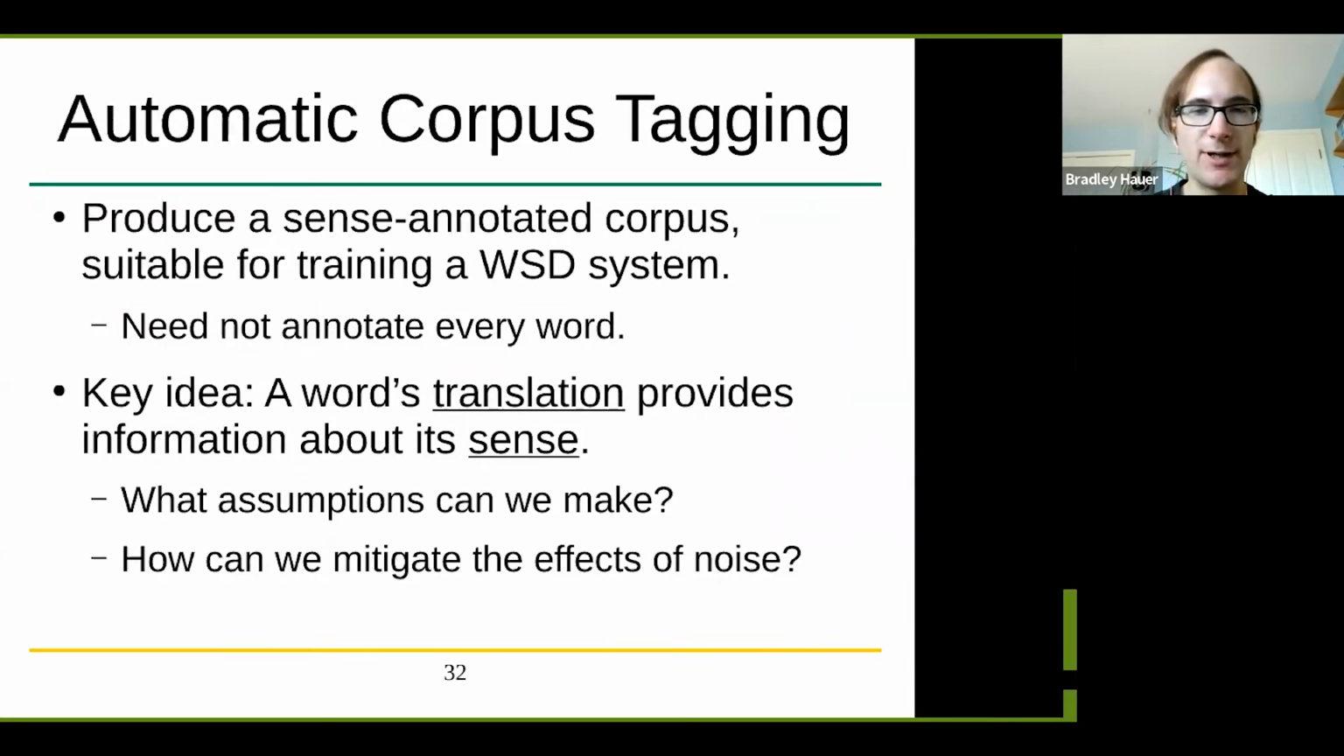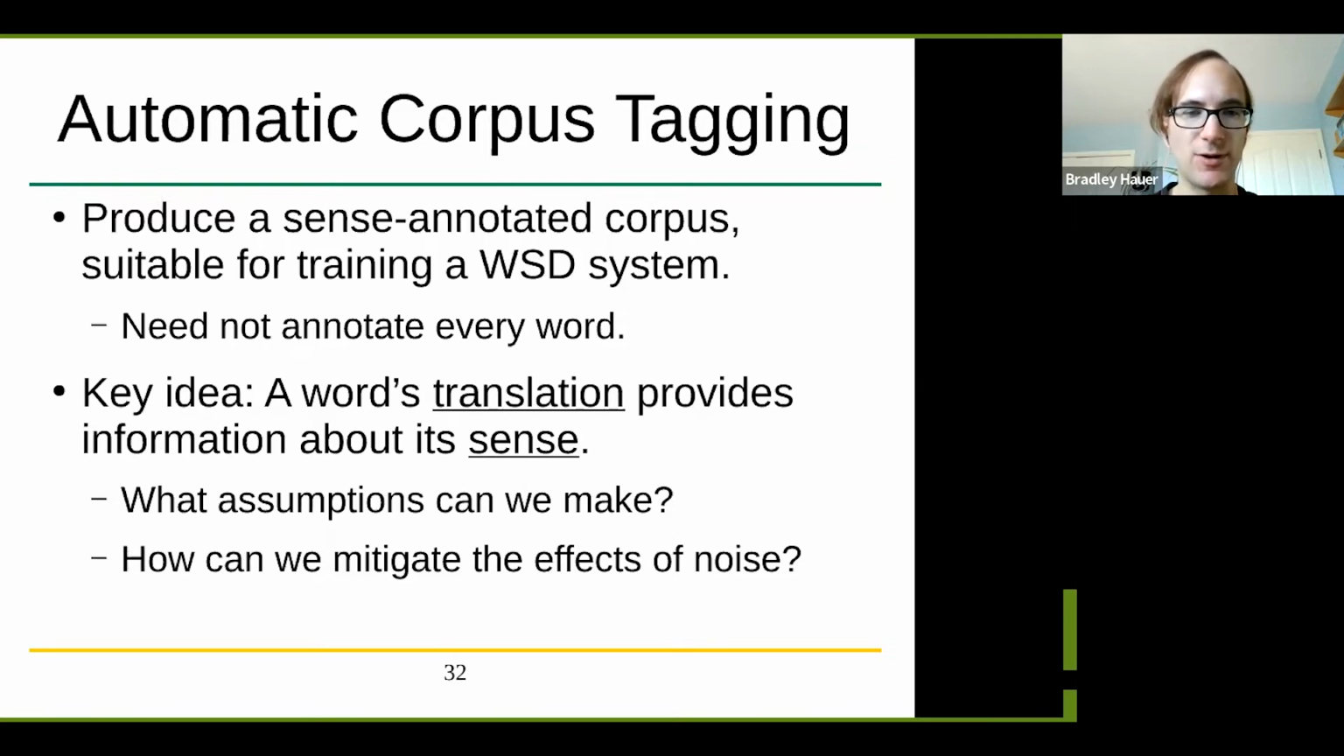So again, the task that we're looking at is automatic corpus tagging, where we want to produce a sense annotated corpus suitable for training a WSD system. Again, we need not annotate every word in the corpus. And the key idea that we're leveraging in this work is that a word's translation provides information about its sense. So again, this is building on top of that idea of concept universality, that literal translations should lexicalize the same concept. They express the same concept. And so we believe that we can leverage that to improve what we can do with automatic corpus tagging systems.